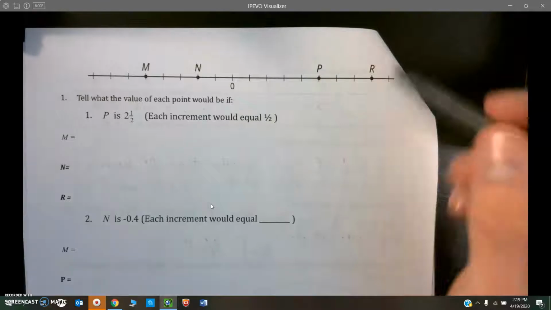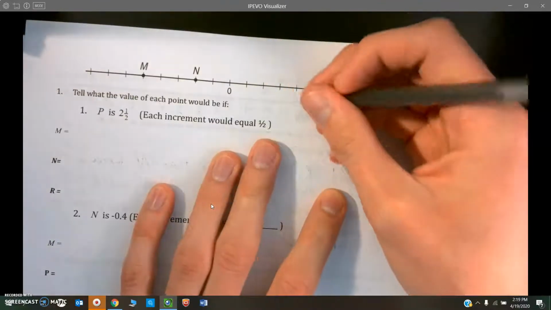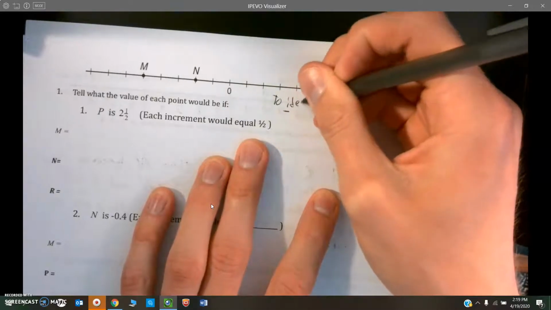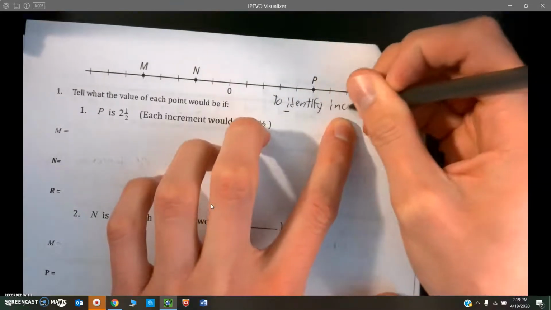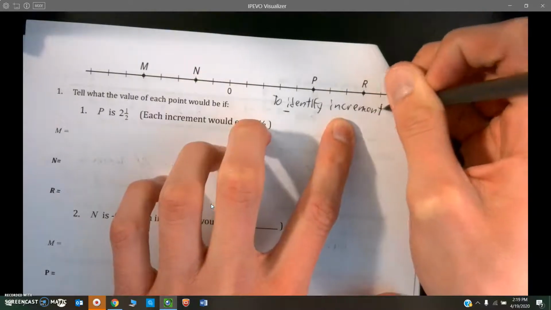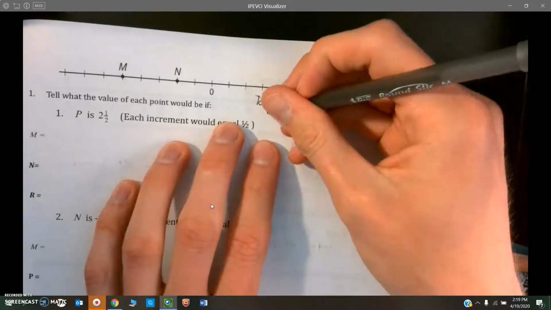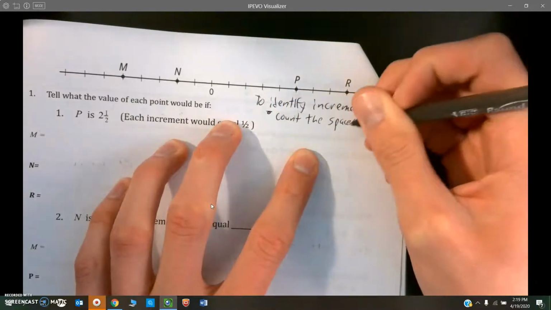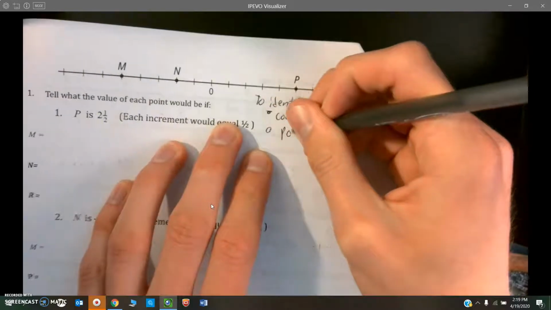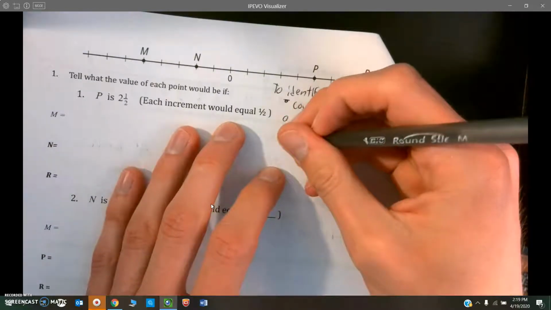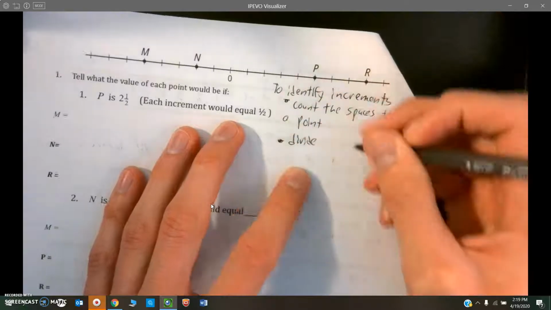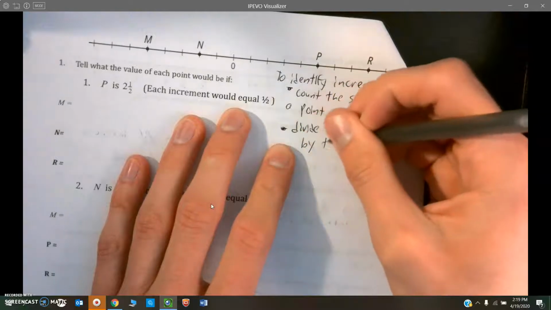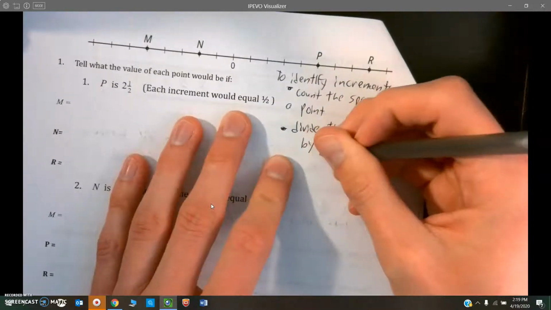So then what you can do is to identify increments, you must count the spaces to a point, and then you need to divide that point by the number of spaces.